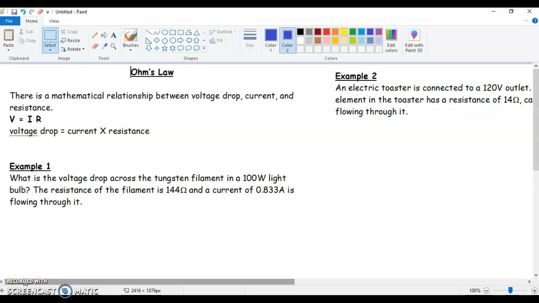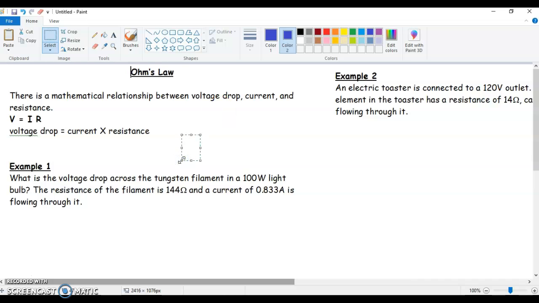Wanted to talk to you today about Ohm's law. So there is a mathematical relationship between voltage drop, current, and resistance. And that formula is V equals I times R. Voltage drop equals current times resistance. Now, before we start on an example, I want to show you something you've probably never seen before.